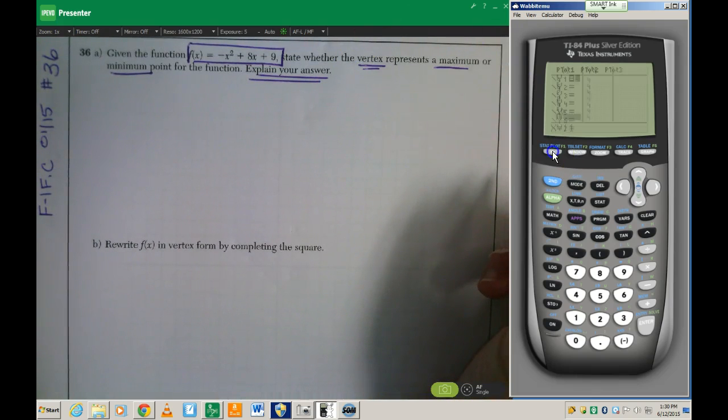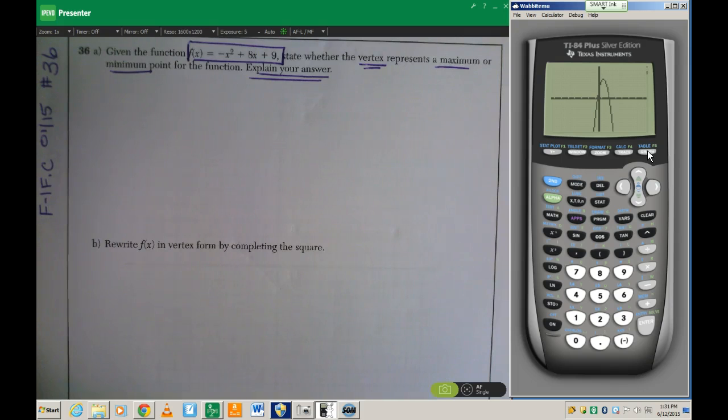I'm going to go to y equals. I'm going to plug it in. Negative x squared plus 8x plus 9. Now, I'm going to go to the graph so I can just see what it looks like. There we go. We're looking at the graph. Is this the highest point or the lowest point? We know that's the highest point.